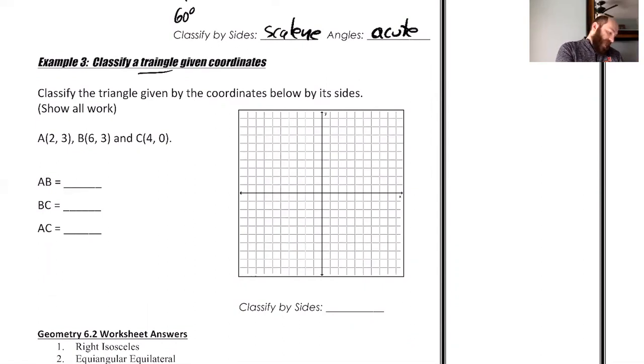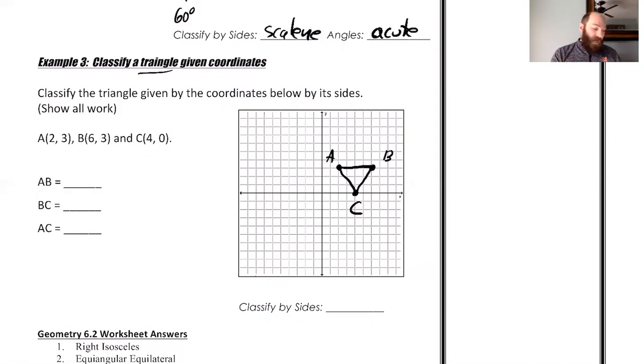Okay, so we've got A at 2, 3. 1, 2, 3. Here's A. B is at 6, 3. So 1, 2, 3, 4, 5, 6, 3. And C is at 4, 0. 1, 2, 3, 4. Okay, so here's my triangle.